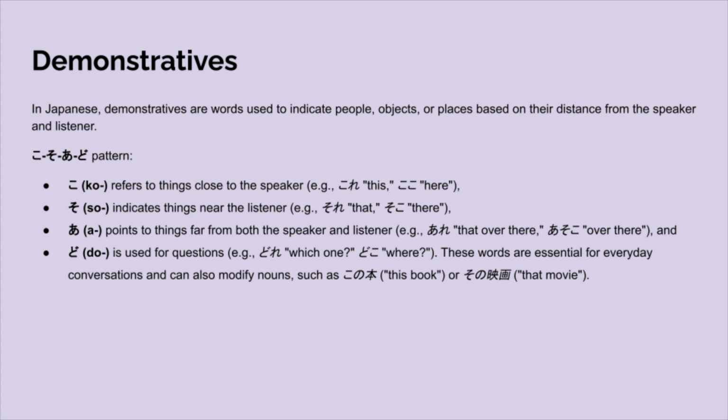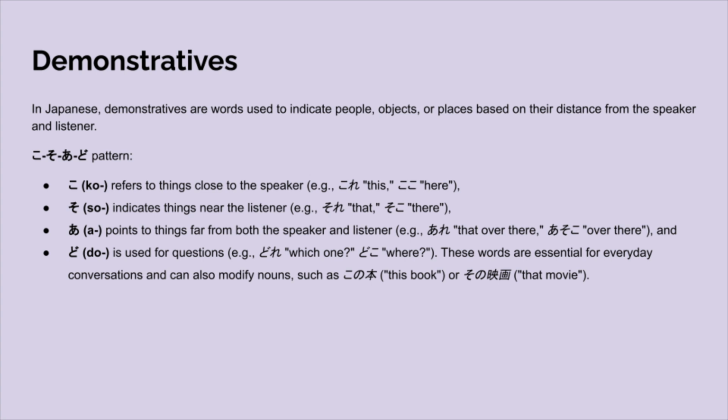Because a is far from both the speaker and the listener, you would use are, which is all the way over there. That thing over there that you're pointing at. Think you're pointing at this. Okay, that thing over there. As opposed to kore, which is something you can hold because it's close to you, and sore is something that the listener can hold because it is close to them, but not close to you.